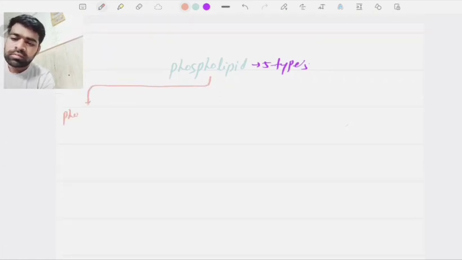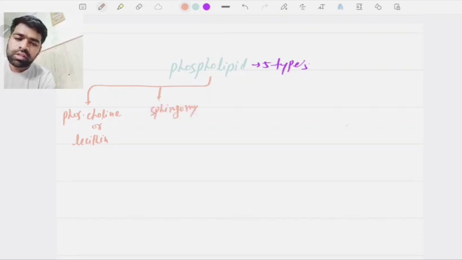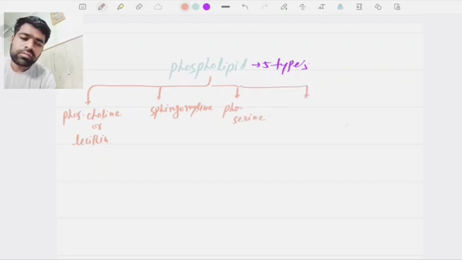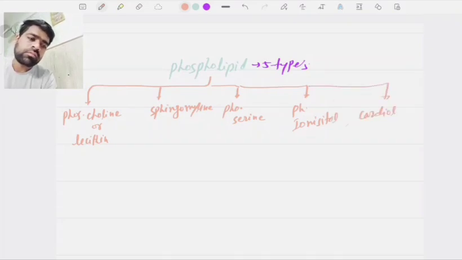First one is phosphatidyl choline or lecithin. Second one is sphingomyelin. Third one is phosphatidyl serine. Fourth one is phosphatidyl inositol. And fifth one is cardiolipin.